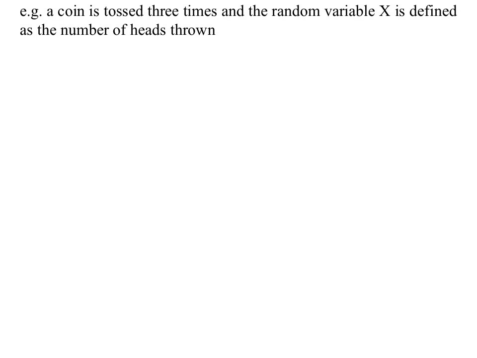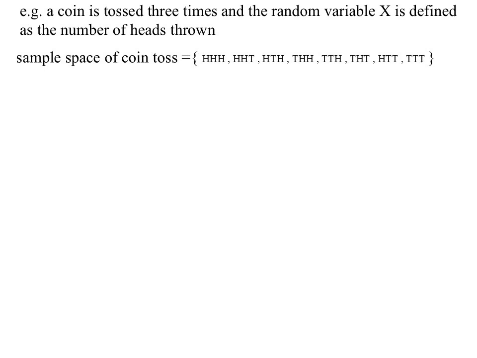So here's a simple little example. A coin's going to be tossed 3 times. The random variable X is going to be defined as the number of heads thrown. That's what we're interested in looking at. My sample space, these are all the possible outcomes, and I've got them arranged in order there. So head, head, head, head, head, tail, head, and so on. They're all the possible ones.